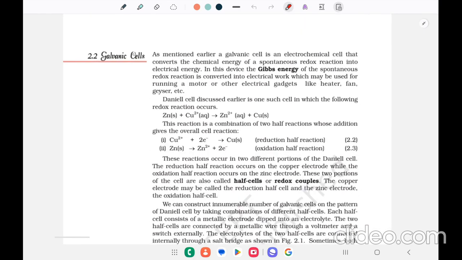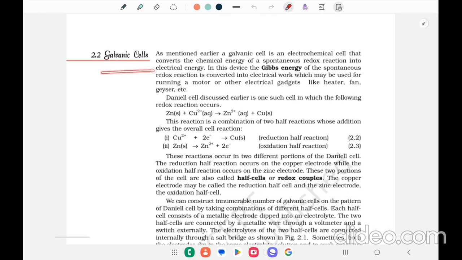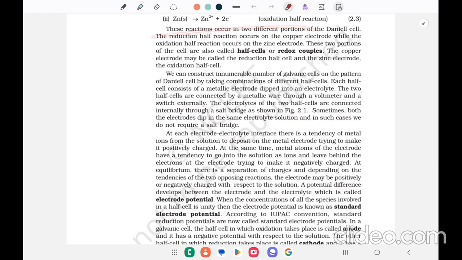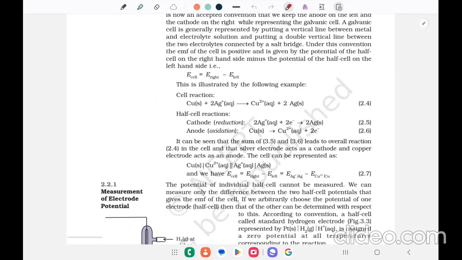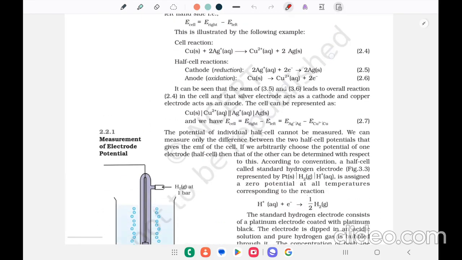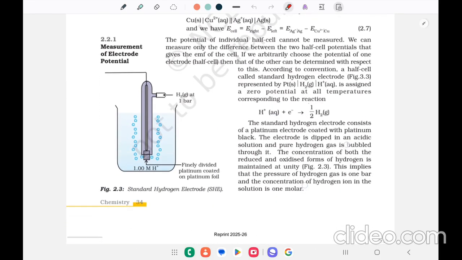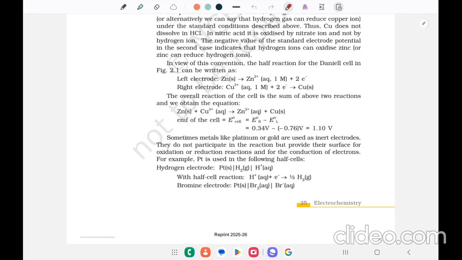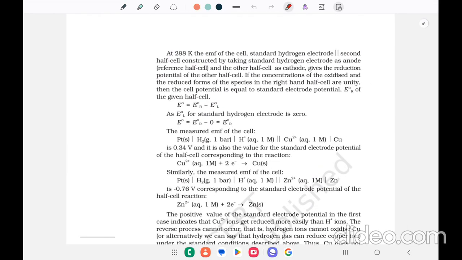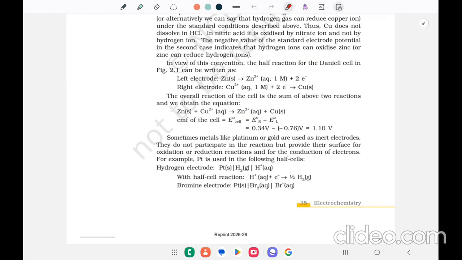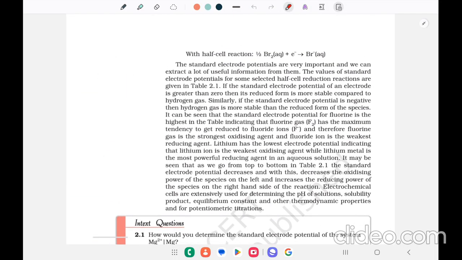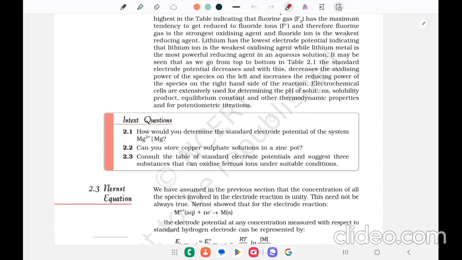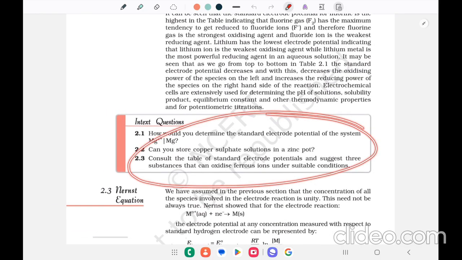And then they've told us the working of the galvanic cell, and the half cells or redox couples, reduction potential, electrode potential, and how do we measure electrode potential, that is using the standard hydrogen electrode. And these all are done, and this is completely done, and there are some in-text questions provided for you.